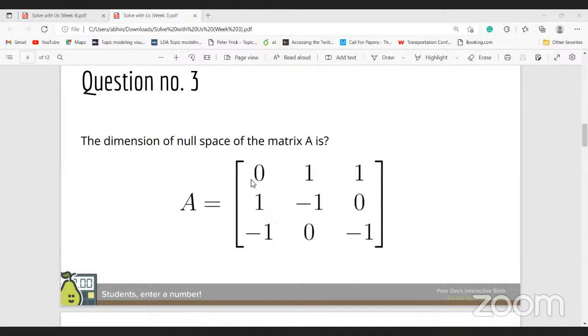And the number of columns is 3, it's evident it is 3. So rank plus nullity is equal to number of columns. From that you can find nullity, and nullity is nothing but the dimension of null space. So it is 3 minus 2 equal to 1.